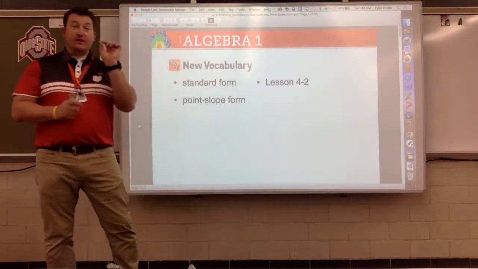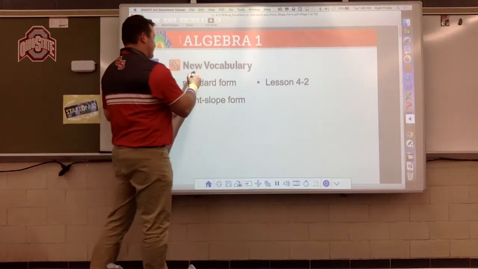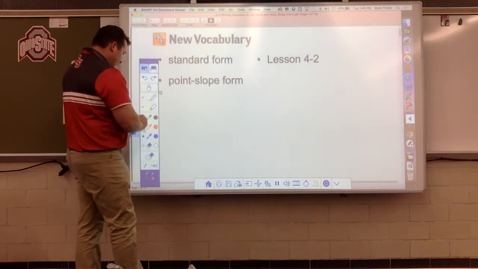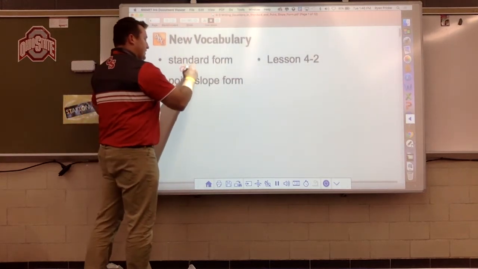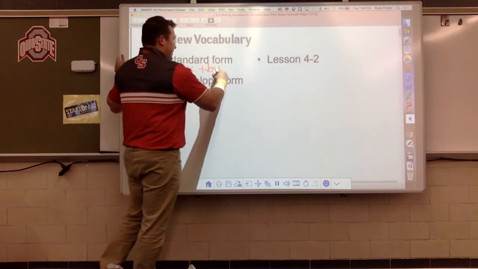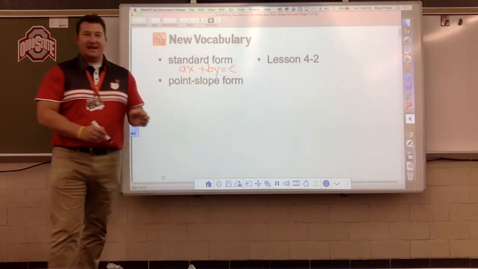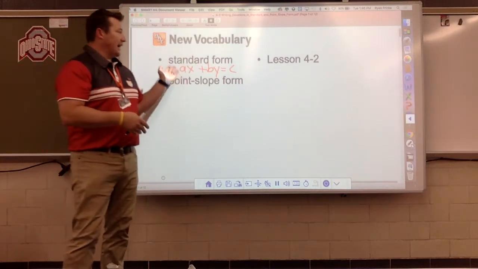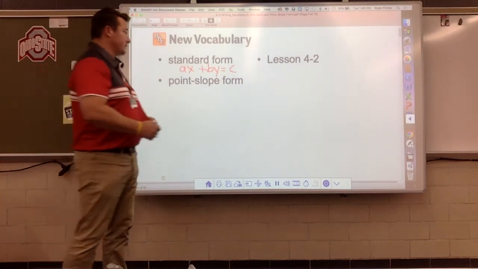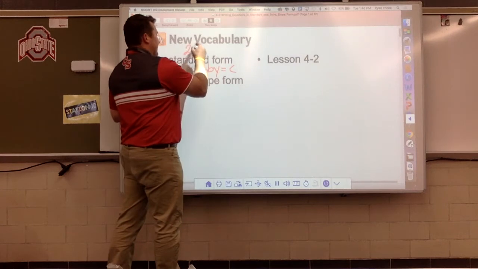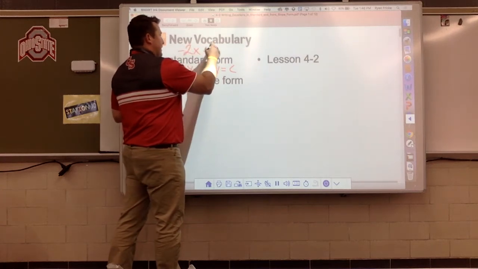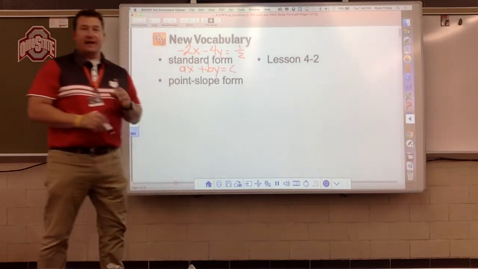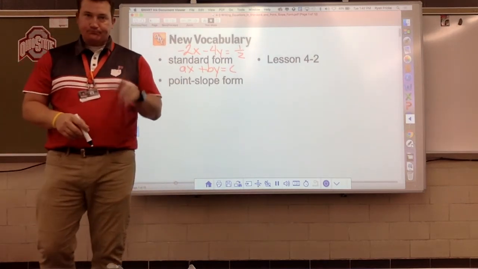But just in case you forget, so standard form, guys, here's what our standard form looks like. So standard form, this is our ax plus by equals c. This just says x and y are on the left side, or one side, it could be the right, and your constant is on the other side, okay? So it might look like negative 2x minus 4y equals 1/2. That would be standard form.